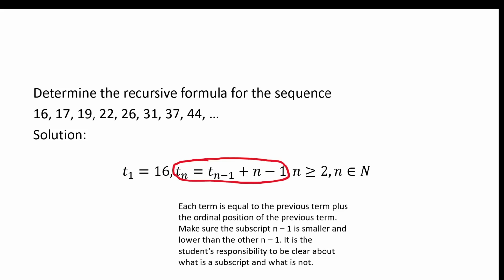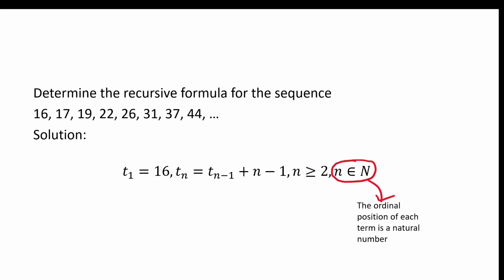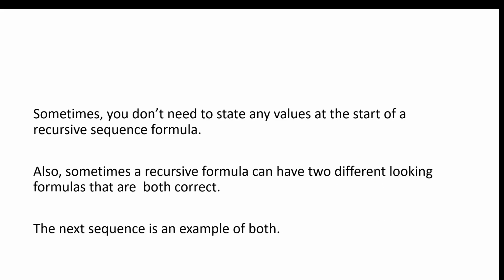Make sure the subscript n minus 1 is lower than the other n minus 1. In other words, this subscript right here is lower and smaller than that part. And it's the student's responsibility to be clear about that. The general rule will apply to the second term and every subsequent term, and the ordinal position of each term will be a natural number.